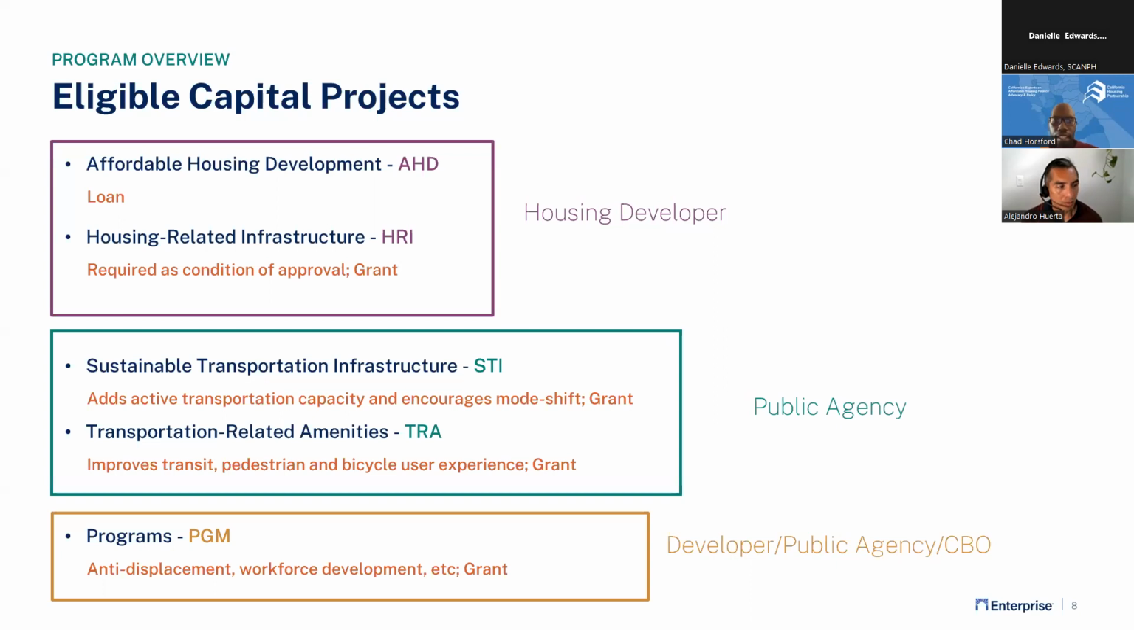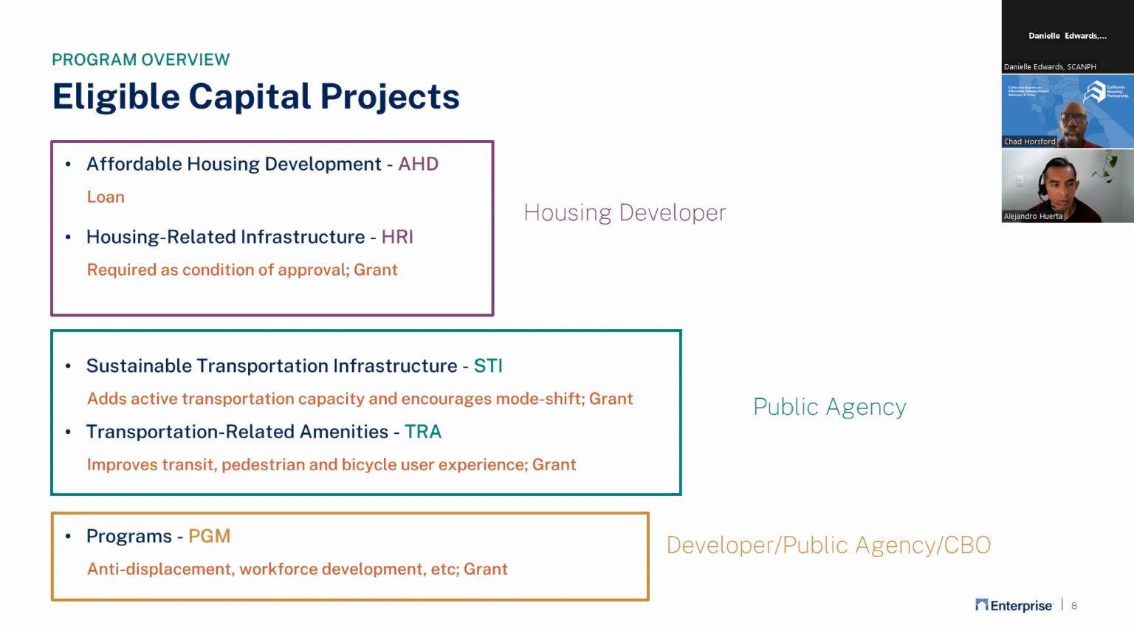TRA, on the other hand, these are items that enhance the use of STI items, so help to make using public transportation more comfortable. Think about street trees. I know in the middle of summer, it can be a very uncomfortable environment waiting for the bus. So street trees, bus shelters, bicycle parking, things that are added on top of the STI infrastructure and just help to make that experience a bit more comfortable for people. Again, these are items within the public right of way and typically handled by a public agency partner.